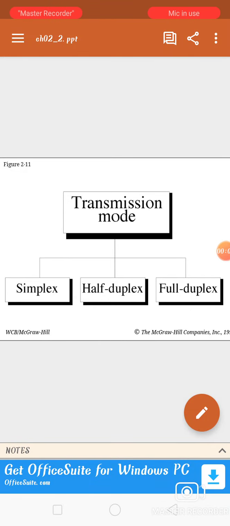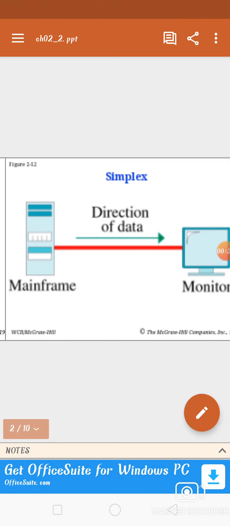Hello everyone. Today we are going to discuss the topic transmission mode. Transmission mode means the way of communicating with another device. That means the way of communicating data from one device to another device by a medium. First, simplex mode. Second, half duplex mode. Third, full duplex mode. Let's start.